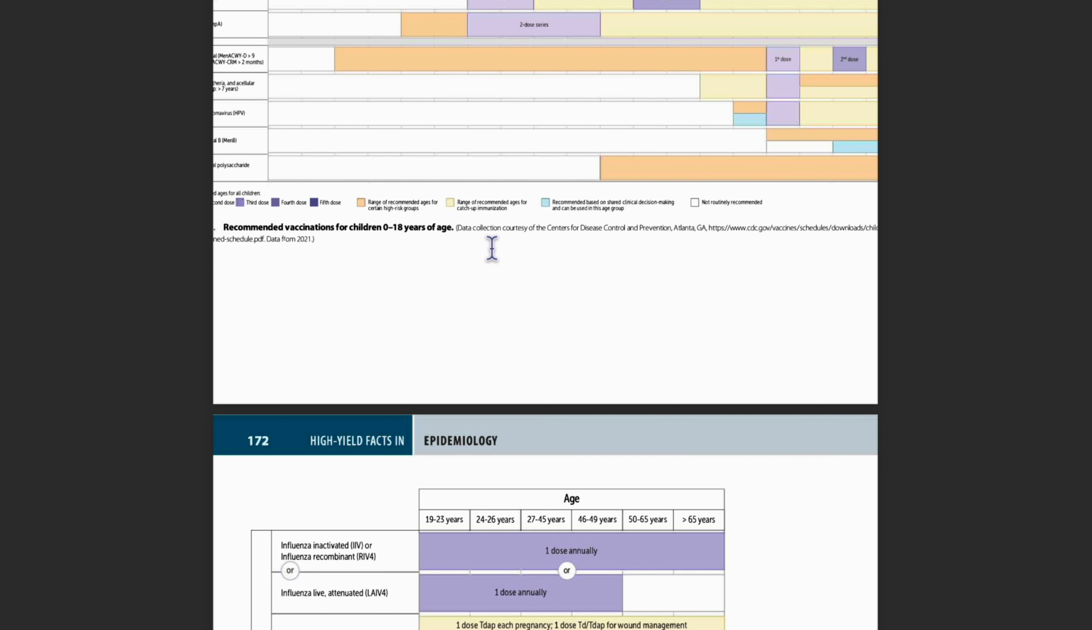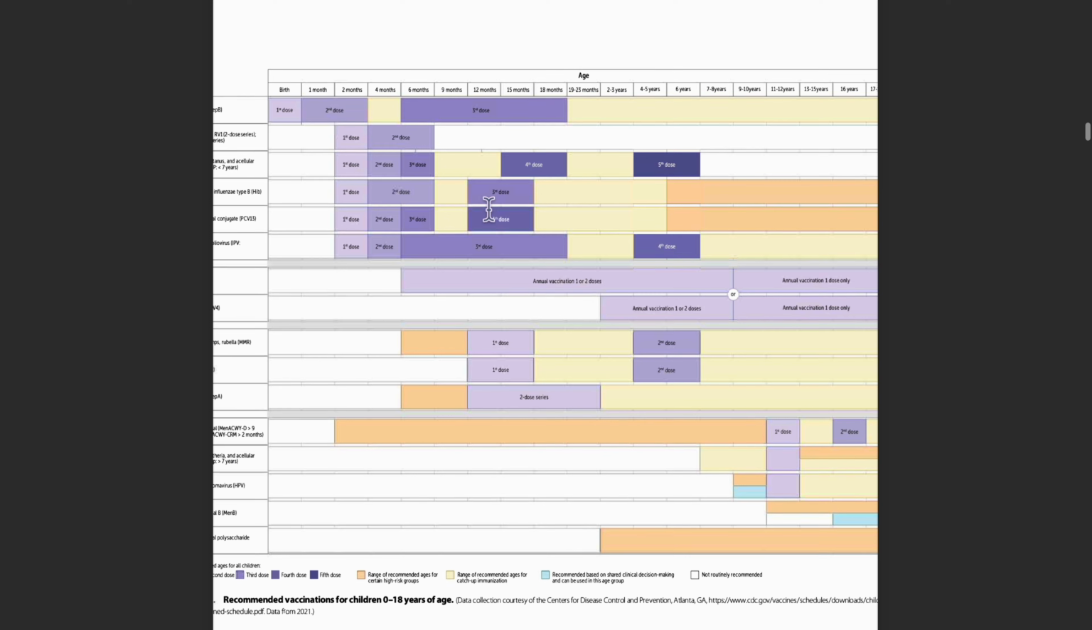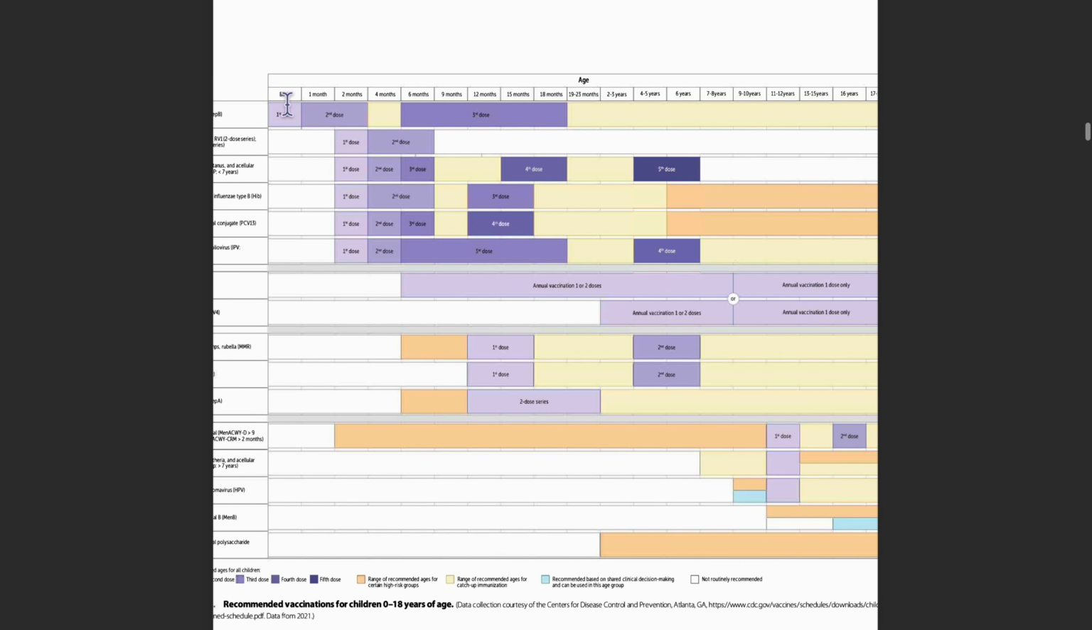Okay, so first one is Hep B. You take the first dose at birth. Second dose within 2 months after that, and then from 6 months to 18 months you take the third dose for Hep B.